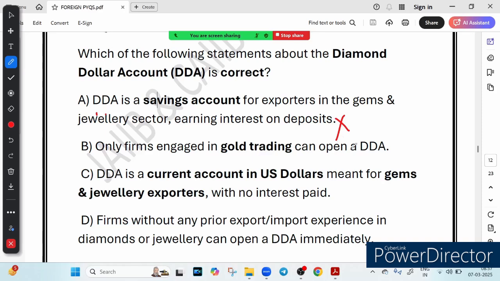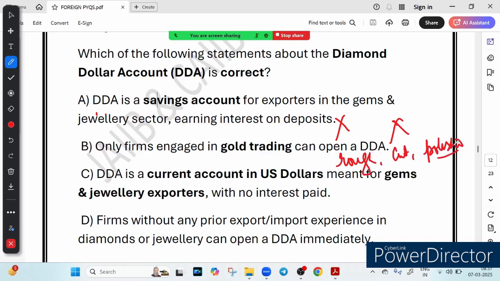Only a firm engaged in gold trading can open a DDA. This is incorrect because DDA is specifically for firms dealing in rough, cut or polished diamond, because the name itself suggests diamond dollar account. So either it is rough, cut, or polished diamond, right?